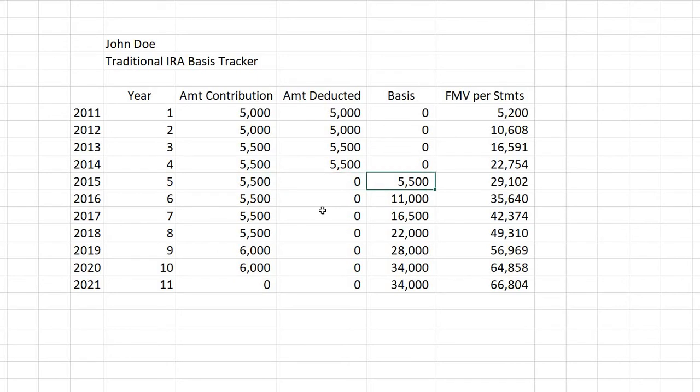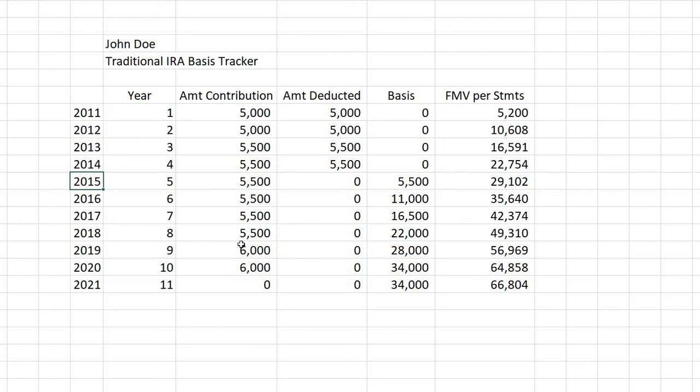So your basis is effectively the amount you put in that is not allowed to be deducted. So we can see here that for the next however many years this is, 6 years, he was putting money in every year, but because his income was over those thresholds, he wasn't allowed to take any deductions. So his basis starts to increase. Now, starting in 2015, that's when John should have been preparing an 8606 form to track his basis in the traditional IRA.